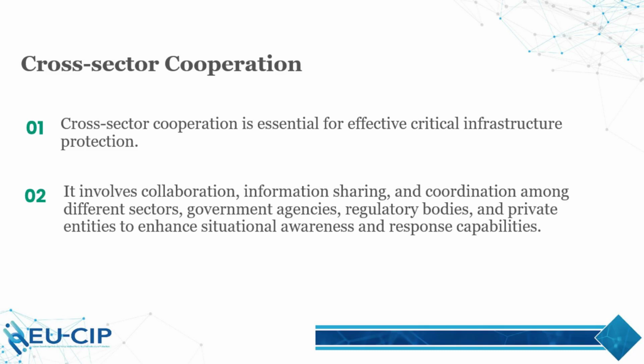Cross-sector cooperation. Cross-sector cooperation is essential for effective critical infrastructure protection. It involves collaboration, information sharing, and coordination among different sectors, government agencies, regulatory bodies, and private entities to enhance situational awareness and response capabilities.